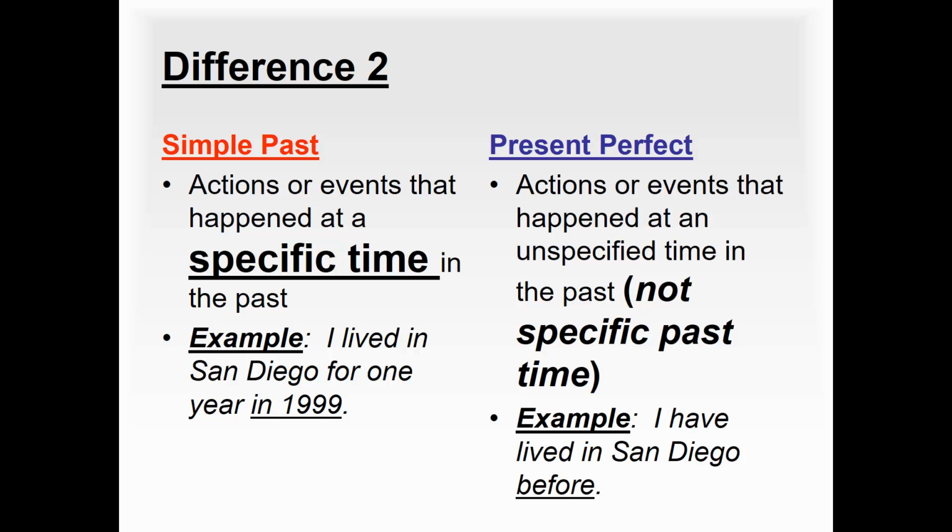Difference 2. Simple past is for actions or events that happened at a specific time in the past. For example, I lived in San Diego for 1 year in 1999. Present perfect is for actions or events that happened at an unspecified time in the past, not a specific past time. For example, I have lived in San Diego before.